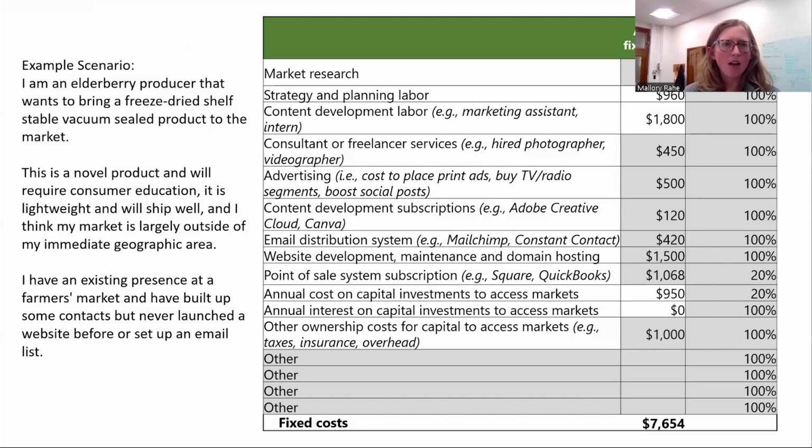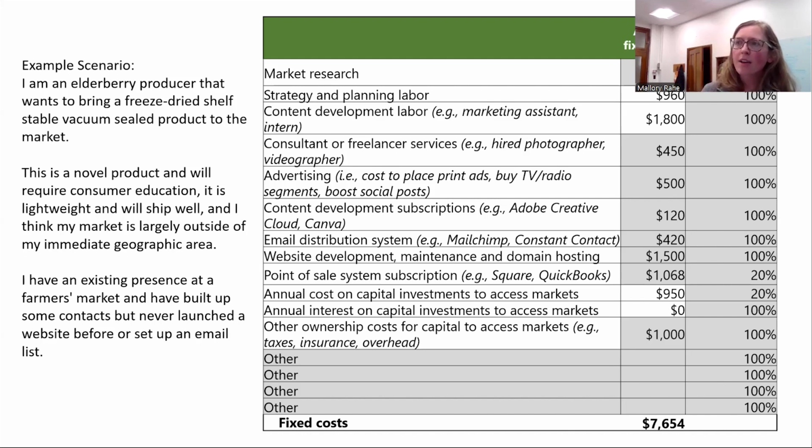I mentioned this is a novel product. I have an existing presence at the farmer's market and I've built up some contacts, but I've never launched a website before. It's only because of this product that I really want to get into having an online website, moving beyond Facebook, and really buying into an email distribution system, because I know my target market for this product is bigger than my existing market channel, which is just my local farmer's market.